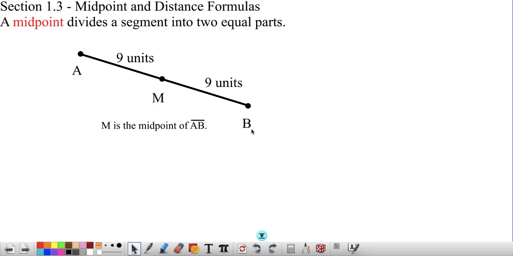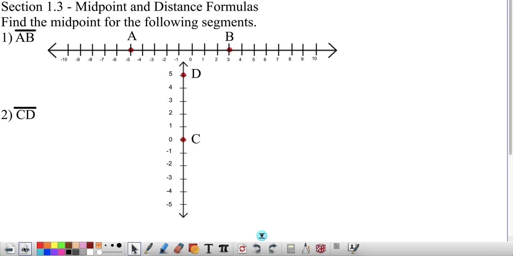Now, our goal today is going to be to find where the midpoint of a segment is, given two endpoints of our segment. So let's go ahead and start doing that. In number 1, we have segment AB, and you can see that point A is at -5, and point B is at 3.